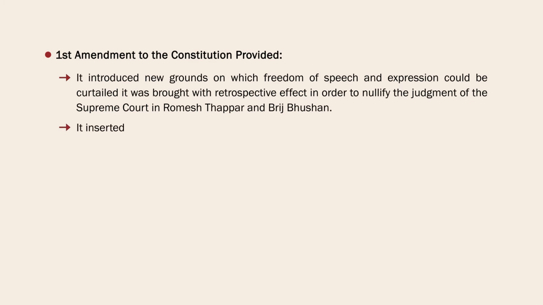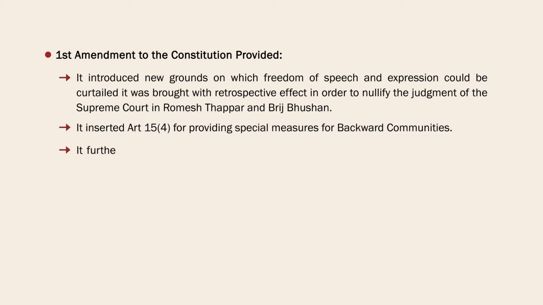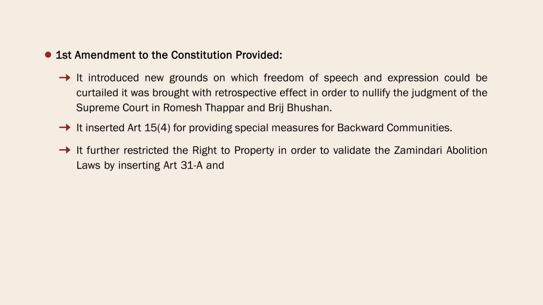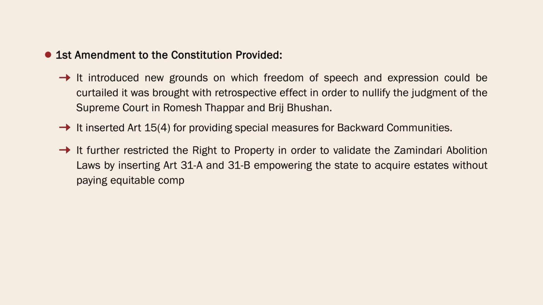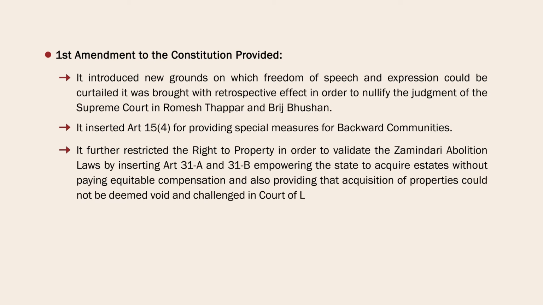It inserted Article 15 Clause 4 for providing special measures for backward communities in order to nullify the judgment of Champakam Dorai Rajan. It further restricted the right to property in order to validate the Zamindari abolition laws by inserting Article 31A and 31B, empowering the state to acquire estates without paying equitable compensation, and also providing that acquisition of properties could not be deemed void and challenged in court of law on the ground that it is inconsistent with or violates Article 14, 19 or 31.